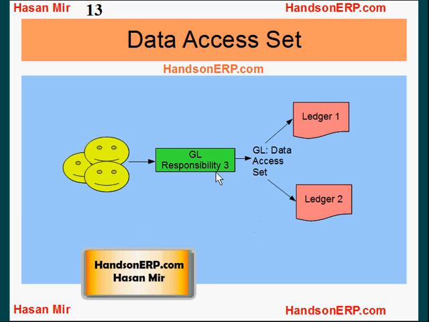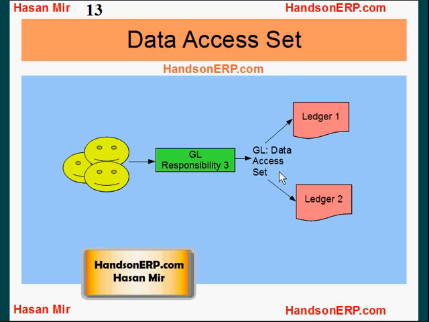So in this case, you will create a special responsibility 3, and you will only give this to those people who want to have access to both the ledgers. Then what happens is in the system, a pick list appears on most screens for the ledger, and instead of switching responsibilities back and forth, you can go into that pick list and simply change the ledger, and the data then starts appearing for that ledger. So that way you don't have to switch responsibilities back and forth.